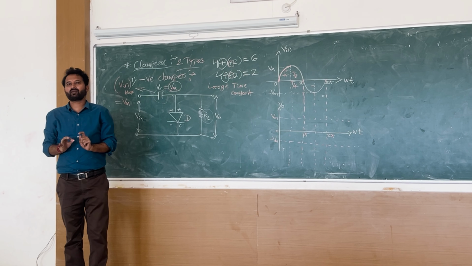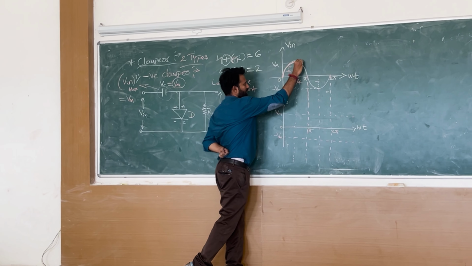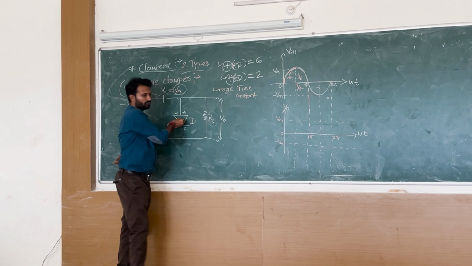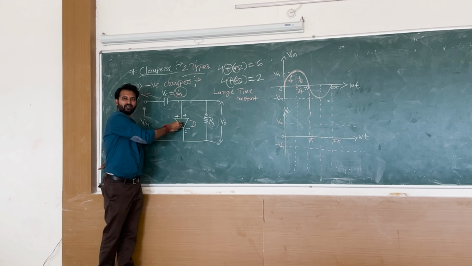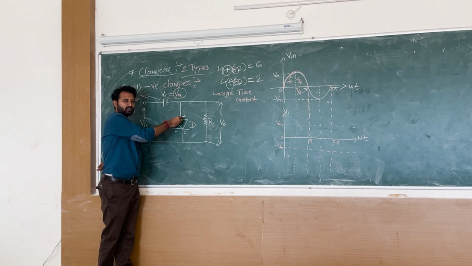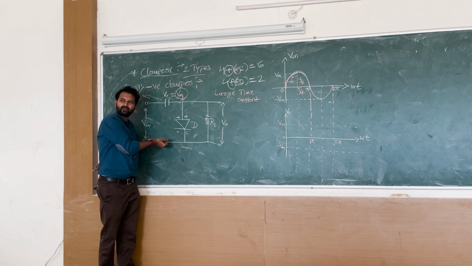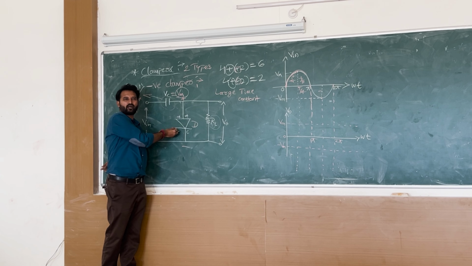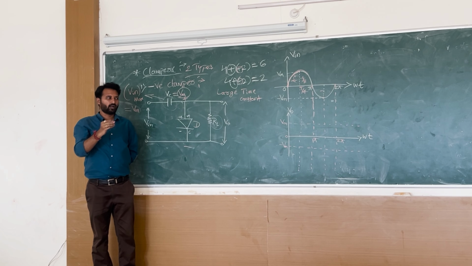Understandable? Now when it becomes a positive half cycle, what will happen to your diode? If it is a positive half cycle, positive to the positive, negative to the negative. What will happen to the diode? The diode will be under forward bias condition.